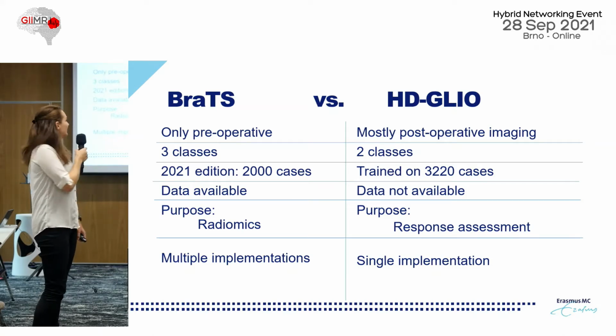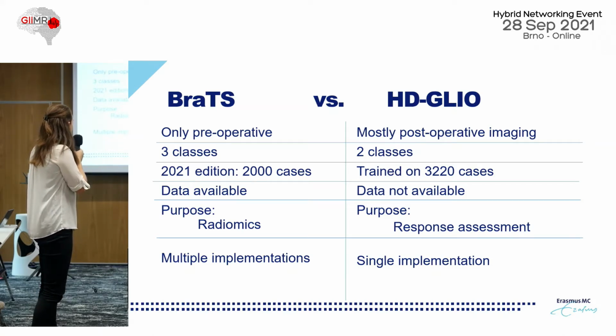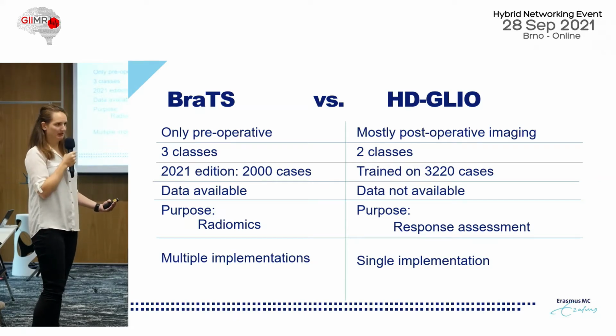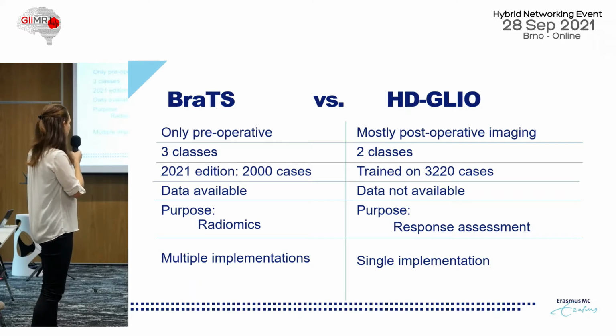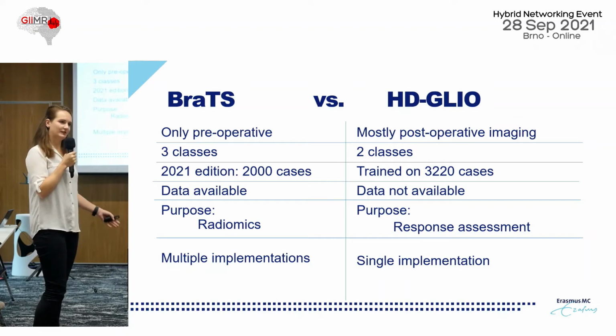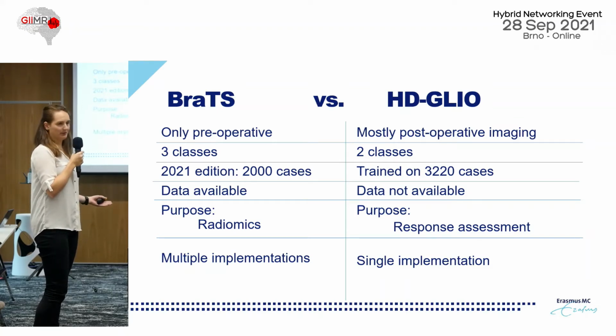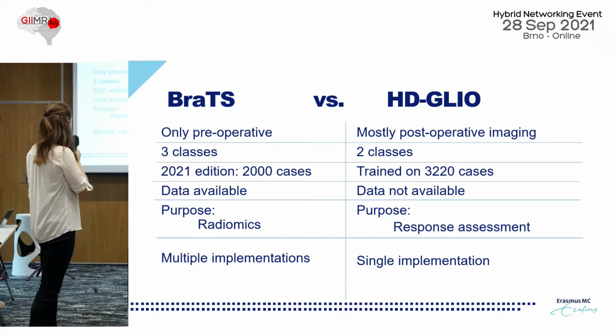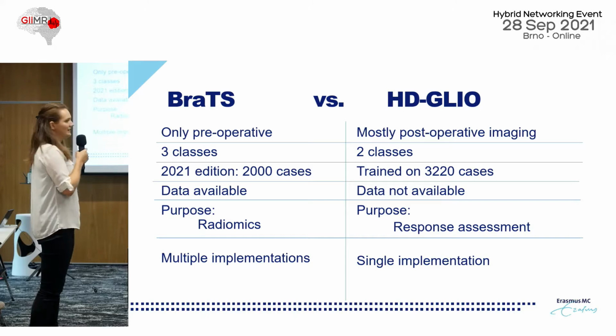Then the other important data set is the HC-Glio data set. And this is a longitudinal study. So this has mostly, I think, post-operative imaging. It segments only 2 classes, so it only looks at the T2 flare hyperintensity and contrast enhancement. Necrotic core isn't segmented. But for this implementation, the data is not available.